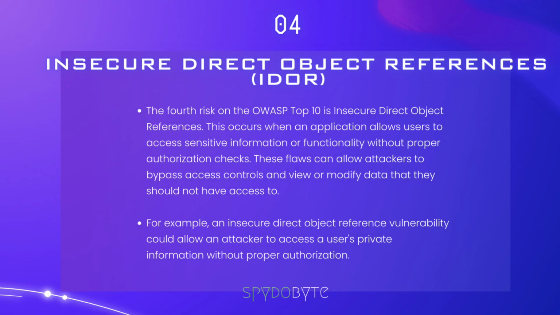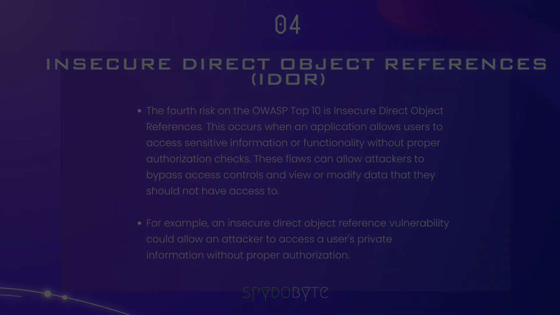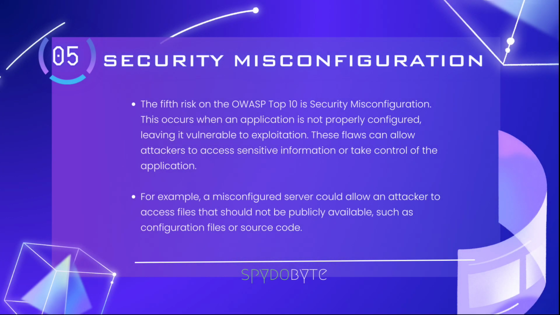4. Insecure direct object references. The fourth risk on the OWASP Top 10 is insecure direct object references. This occurs when an application allows users to access sensitive information or functionality without proper authorization checks. These flaws can allow attackers to bypass access controls and view or modify data that they should not have access to. For example, an insecure direct object reference vulnerability could allow an attacker to access a user's private information without proper authorization.